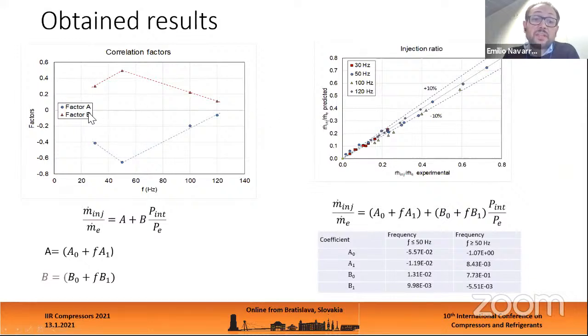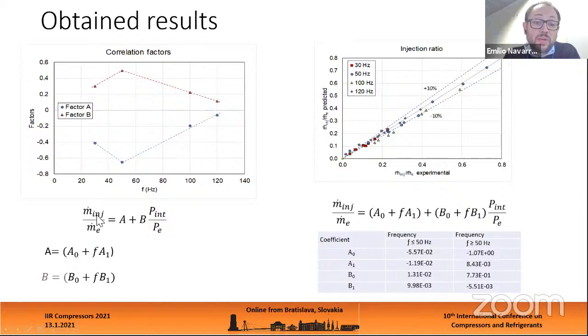what we have done is to represent the coefficients A and B as a function of the frequency. And what we have observed is that there is a more or less linear relation for frequencies from 50 Hz up to 120 Hz for the parameter A and for the parameter B. Also, although we only have 2 points, we are going to assume that we can have a different linear trend for compressor speeds lower than 50 Hz. But I assume that here we only have 2 points.